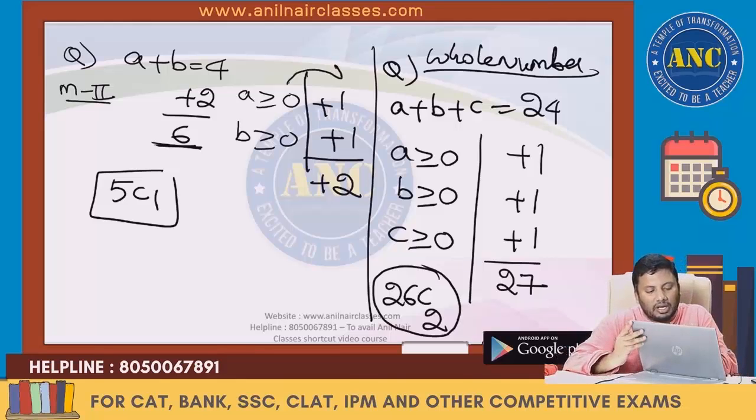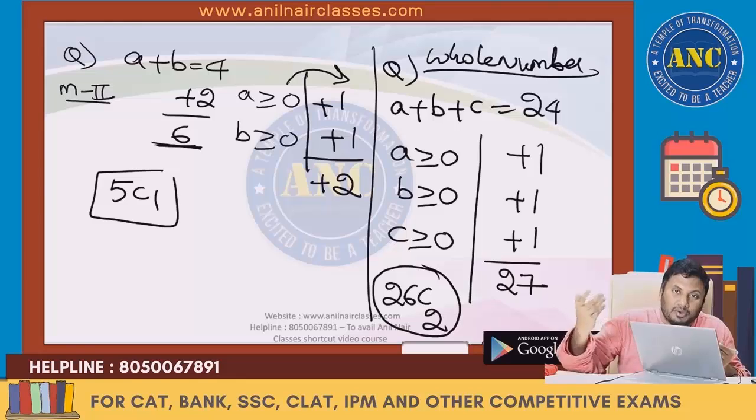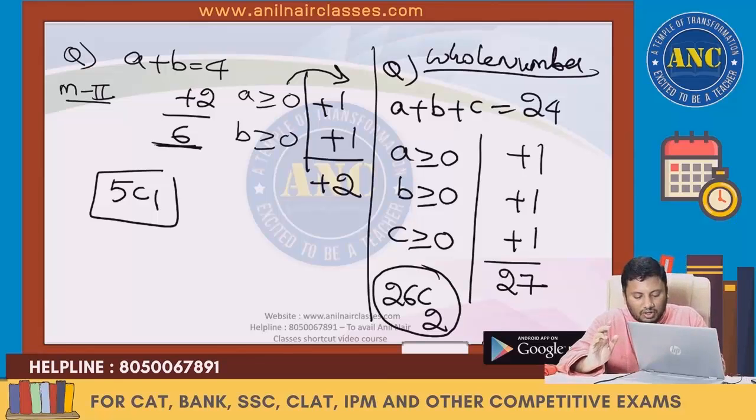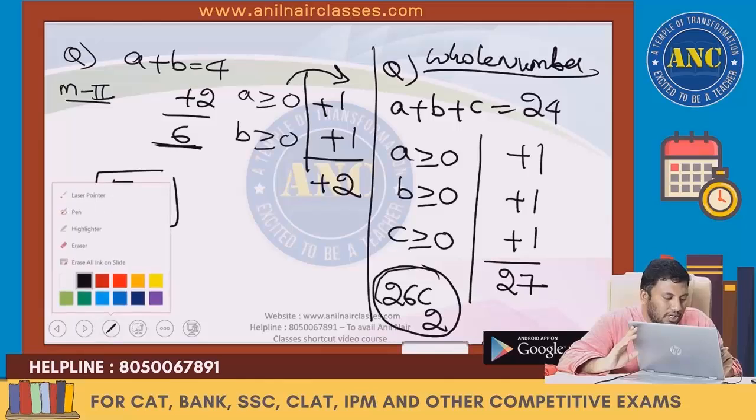Convert the 0 into 1. We did it by using variables, but you don't need to use variables. Simply, if it is 0, 0, 0, add 1, 1, 1. 24 plus 3, 27. Answer is 26C2. Next question.